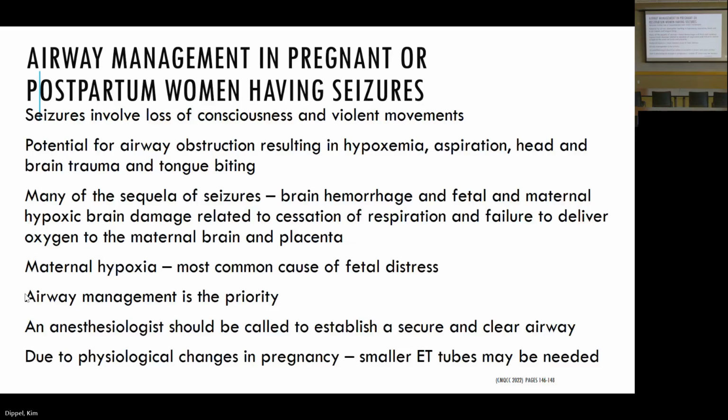Air management in pregnant or postpartum women having seizures. Because seizures involve loss of consciousness and violent movement, you have that potential for airway obstruction, and you may have a sequela, a brain hemorrhage, fetal and maternal hypoxic brain damage due to that cessation of respiration and oxygenation. You may have some maternal hypoxia, which will lead to fetal distress. So air management in the mom, resuscitating the host, is your priority.